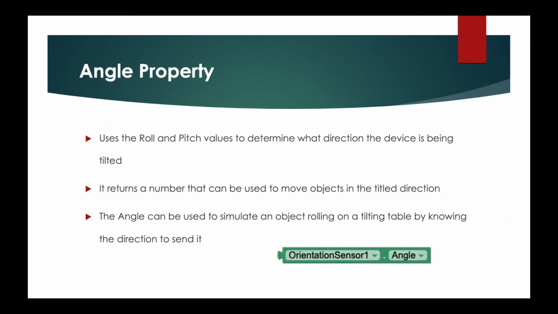The angle property uses the roll and pitch values to determine what direction the device is being tilted. It returns a number that can be used to move objects in the tilted direction. The angle can be used to simulate an object rolling on a tilting table by knowing the direction to send it.